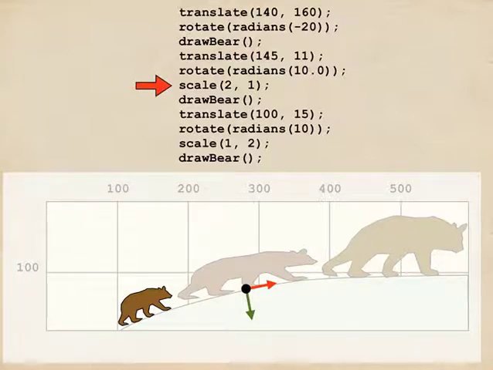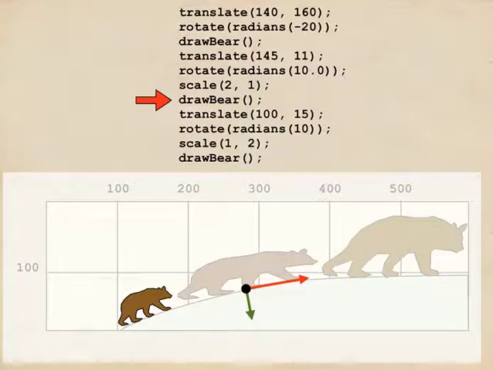Now we have our first scaling operation. I'm going to scale x in 2 and y in 1. That says I'm going to take the length of the red arrow, the x arrow, and multiply it by 2. I'm going to take the length of the green arrow and multiply it by 1. So the green arrow won't change, but the red arrow will get twice as long. So let's go ahead and do that. Now the red arrow is twice as long as it was before.